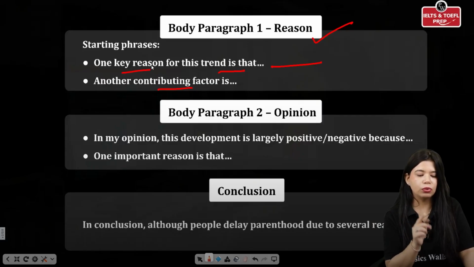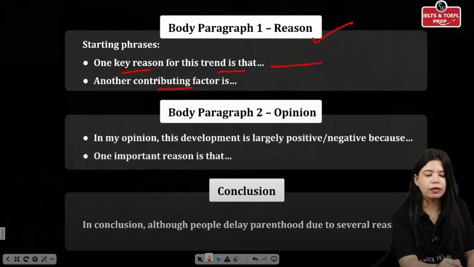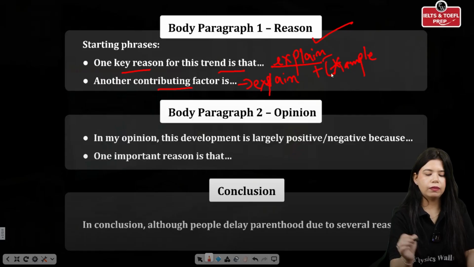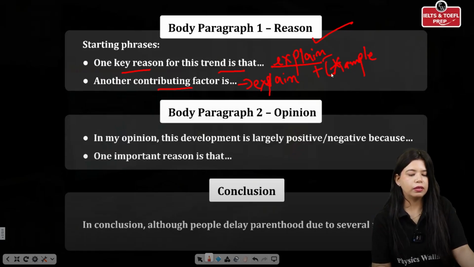What I'm trying to tell you through these 2 bullet points is that you write one reason and then you explain it. At least one sentence explanation is required. And then you move to second reason and then you explain the second reason. And after that, add an example. So that will be a full-fledged 5-sentence structure.